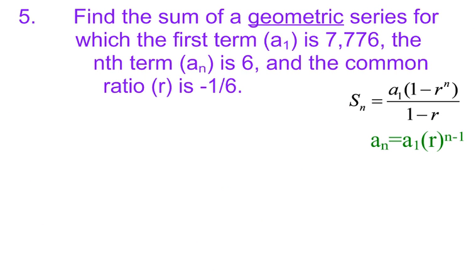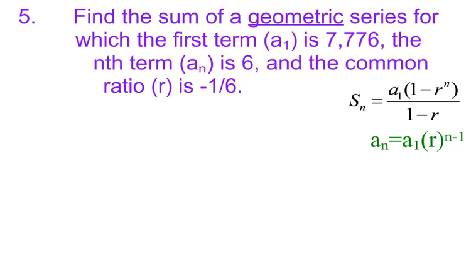So in 5 we have a geometric series again, and our first term we're given. The nth term is 6, and the common ratio is negative 1/6. So if I start to plug that in, let's just start plugging in. Let's say I'm going to use the sum formula. So if I use the sum, I have no idea, right? I don't know my n value. So again, we're going to have to go in and find that n value, just like we did in the last problem.